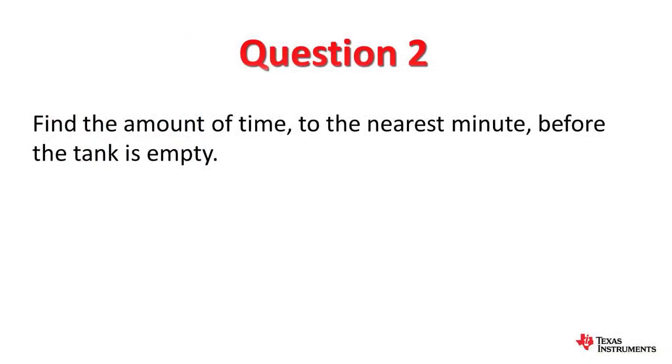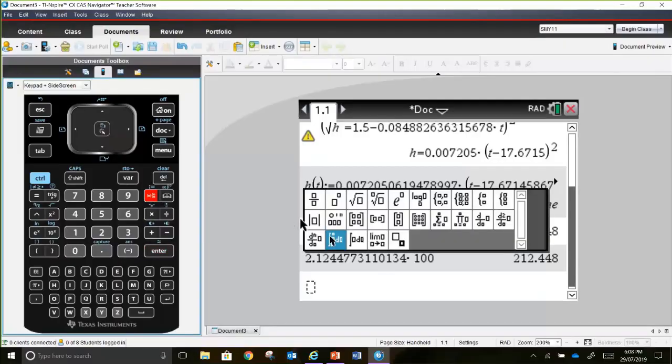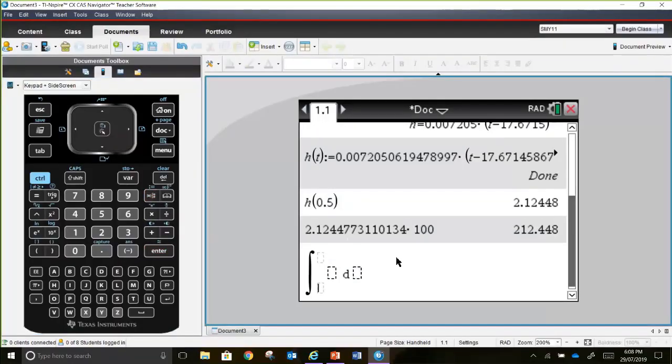Question 2 is asking to find the length of time, to the nearest minute, before the tank is empty. What we need to do is change dH/dt to dt/dH, and then we'll be using a definite integral to find the time for which h dropped from 2.25 to 0. How do we do it on the calculator? We go to the template, and we use a definite integral.